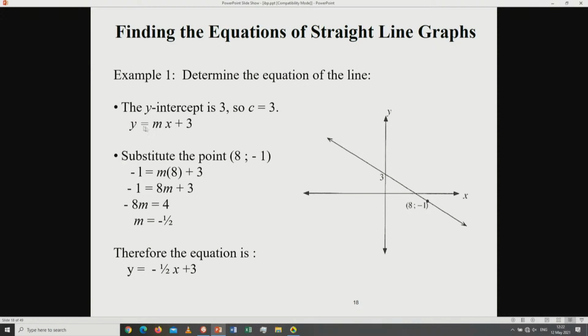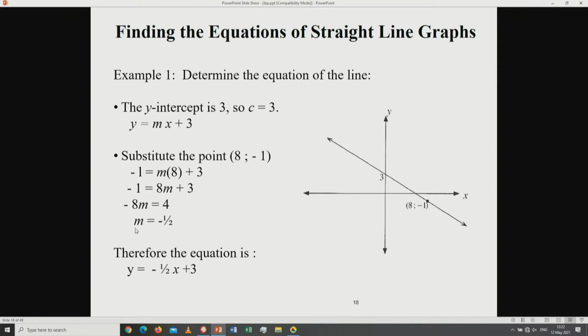Right, now we have the y-intercept, which is 3. Then we just substitute: y = mx + 3. There we are. And then after that, you substitute the point (8; -1), the x as well as the y, into the equation. Your y is -1, then your x is 8: -1 = 8m + 3. Then you move 3 to the other side, then it's going to be what? You move 3 to that side, it is minus 3, so -1 - 3 is -4.